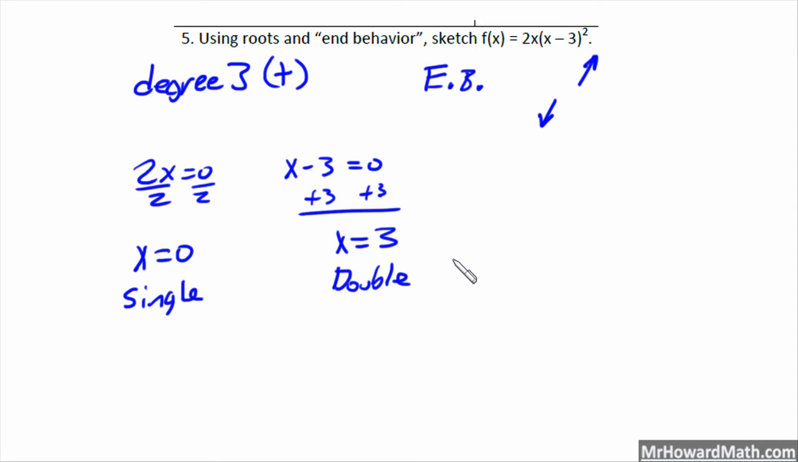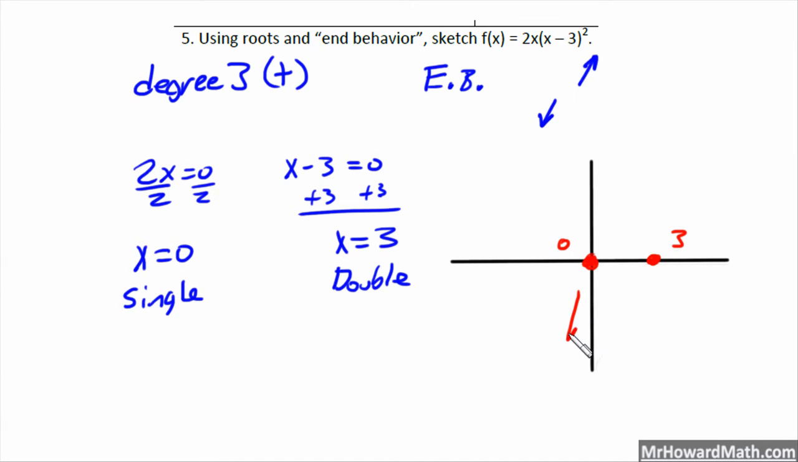So now we can make our sketch. So make a coordinate plane here. Put in our roots. So we have a single at 0, and we have a double at positive 3. And we put our end behavior in, down, left, and up, right, and now connect going through our root. So a single root we slice through, double roots we bounce, so when I curve down we'll bounce off the x-axis there. So that would be the answer to problem 5.